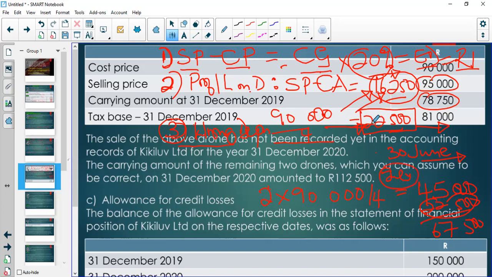So these are the three things that you need to pay attention to. First of all, has it been recorded? Has it been recorded properly? So you check those things.